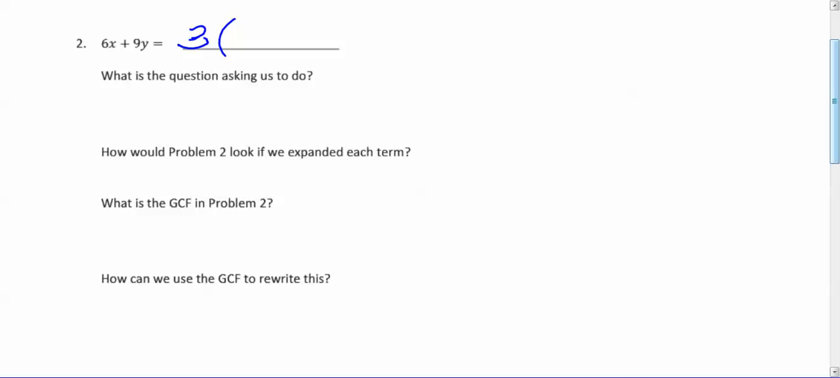3 times what will give us 6? 2. So we also need to have it be 6x, so we need to throw the x in as well. Then you're going to put the plus sign. 3 times what will give us 9y? So what's the second term inside here, Connor? 3y, very good.